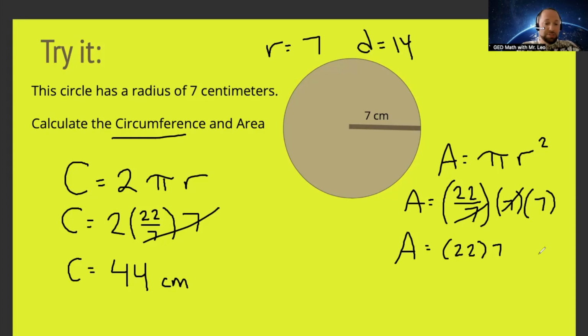So 22 times 7, answer is 154. 154 square centimeters. All right, that's the purpose of this 22/7 business. It's an optional technique, but it has its purposes as an alternative approximation for pi. It's not the most important thing, but I want you to be comfortable because if you see it, I don't want it to ruin your day.